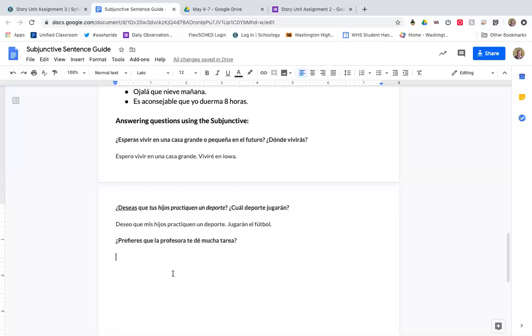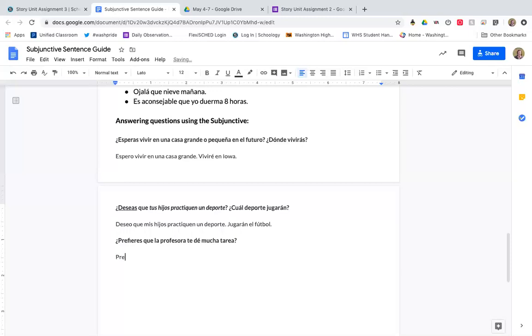Let's look at one more question. This question says, "¿Prefieres que la profesora te dé mucha tarea?" There are two verbs in this question. The first one, "prefieres," is in indicative present tense. And the second one, "dé," is in present subjunctive tense. So those are the two tenses that I'm going to use in my response.